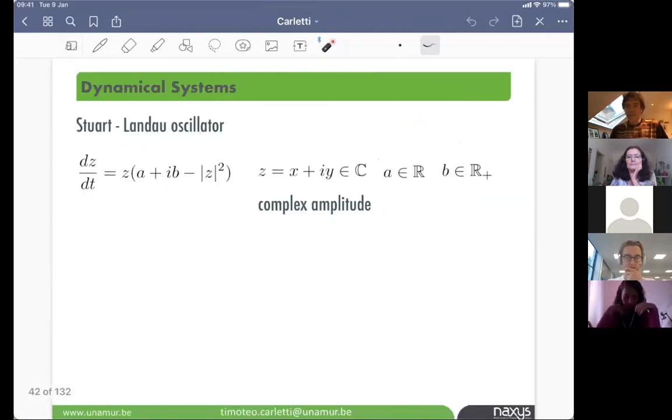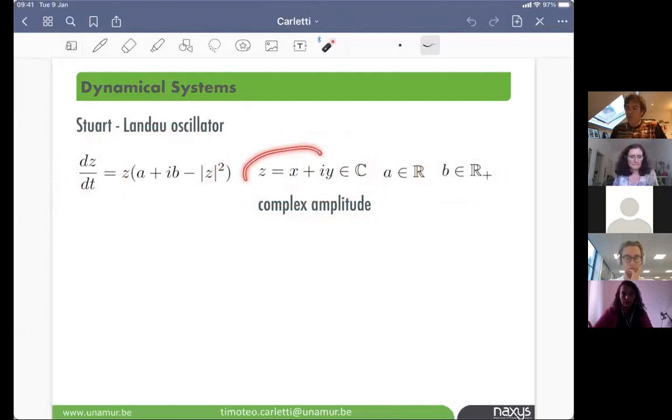Okay, so I decided to show you this model, which is called the Stuart-Landau oscillator. It is a bit different because it's a complex model. So now Z is a complex variable, with a real part X and an imaginary part Y. You also have two parameters, A is a real number and B is a real, you can think of it as positive, number. This oscillator describes a complex amplitude, which is Z, so it has a modulus and an argument, an exponential part. And the idea is to study this oscillator.